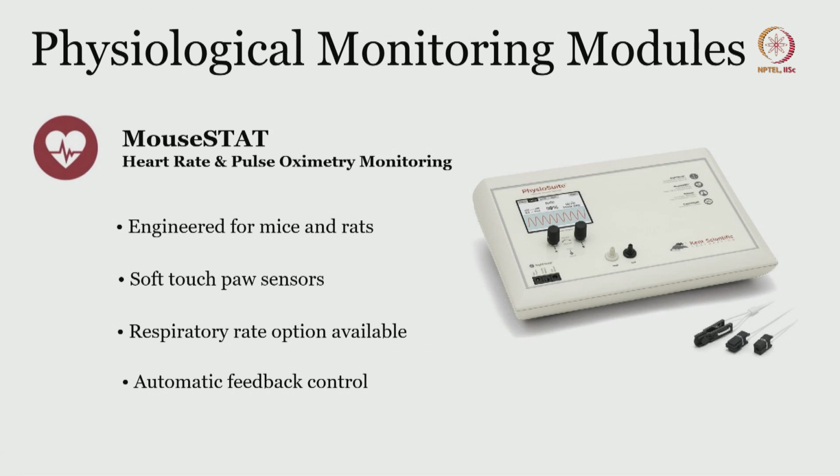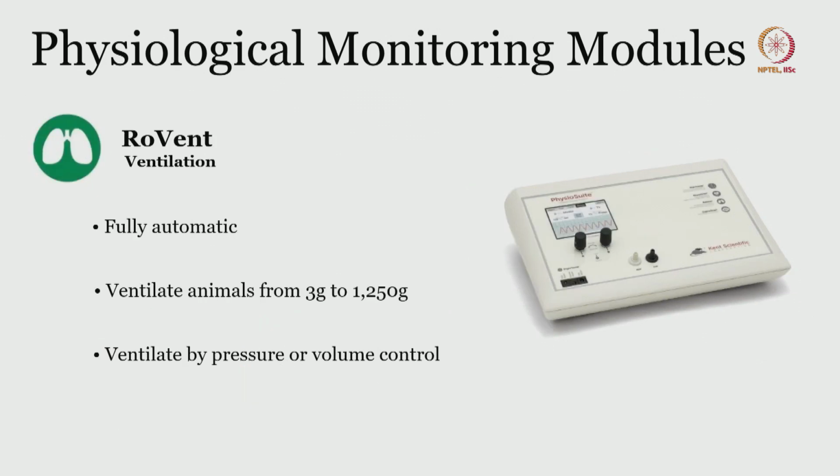So MouseSTAT is basically dedicated for mice and rats. There are paw sensors wherein it detects the heart rate and the pulse oximeter, and it also has the option for respiratory rate, and it also has the automatic feedback control. Ventilation parameter, that is very important, to look at the ventilation by pressure or volume control. All right, so this decides the delivery of the gas, which is automated based on the pressure and volume control.